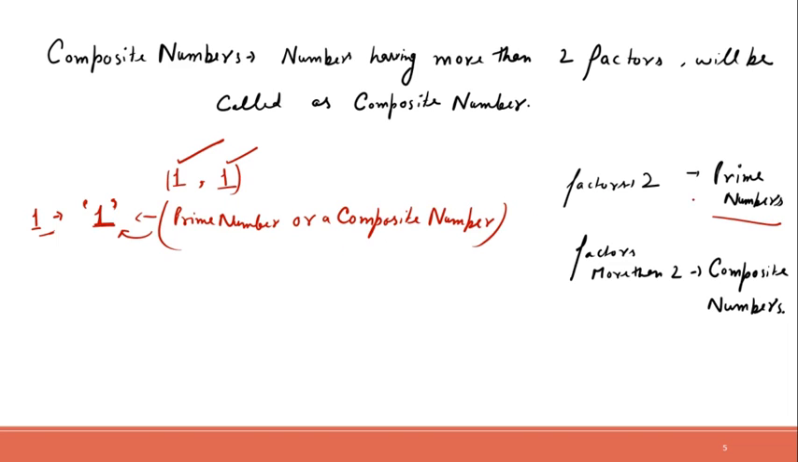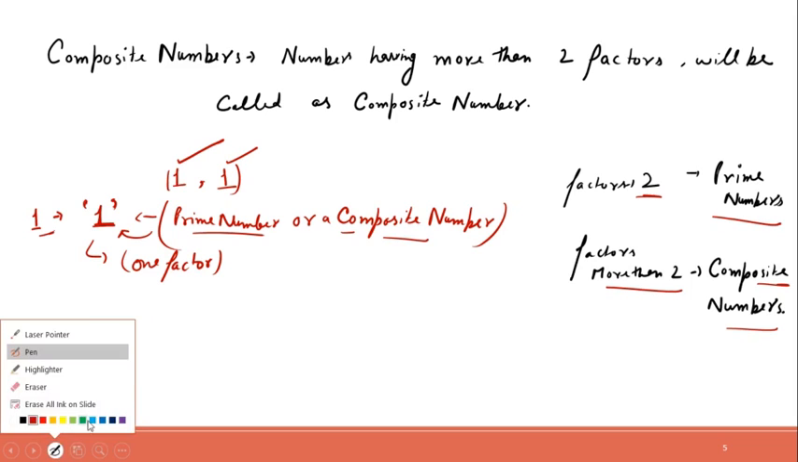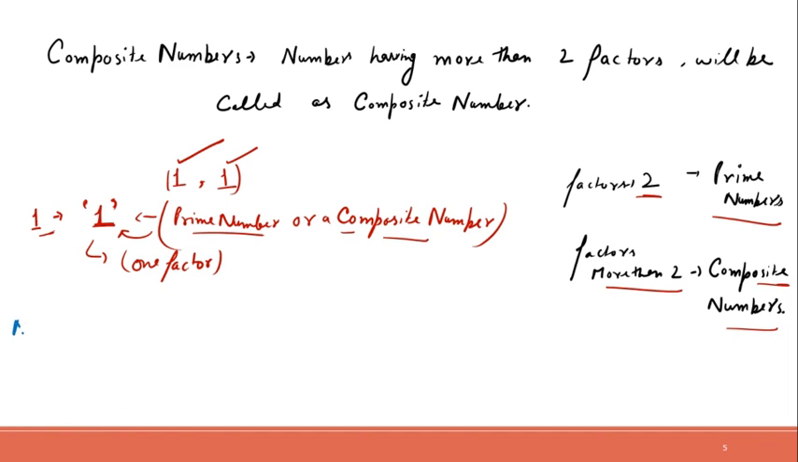The definition of prime number says that factors should be 2, and the definition of composite numbers says that factors should be more than 2. But here we have only one factor. So in which category will you put this? Is 1 a prime number or a composite number? Now make this as a note in your notebook. Note: 1 is neither prime nor composite.